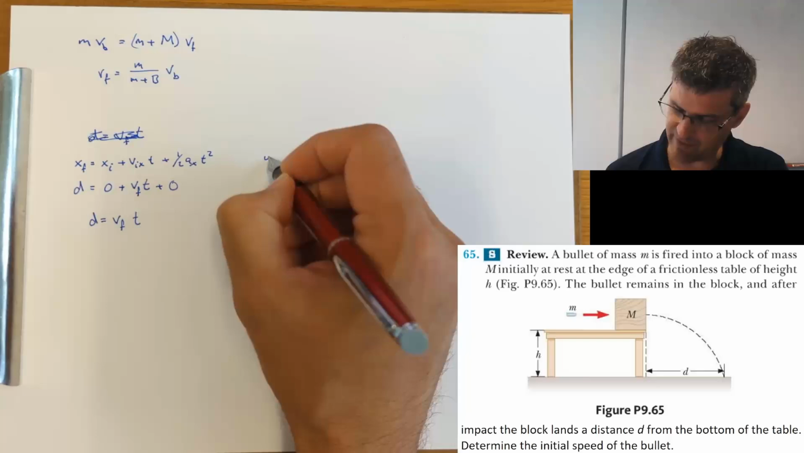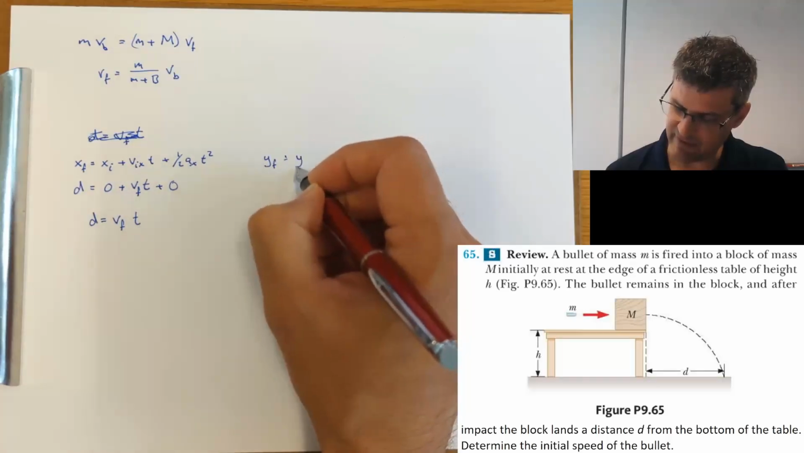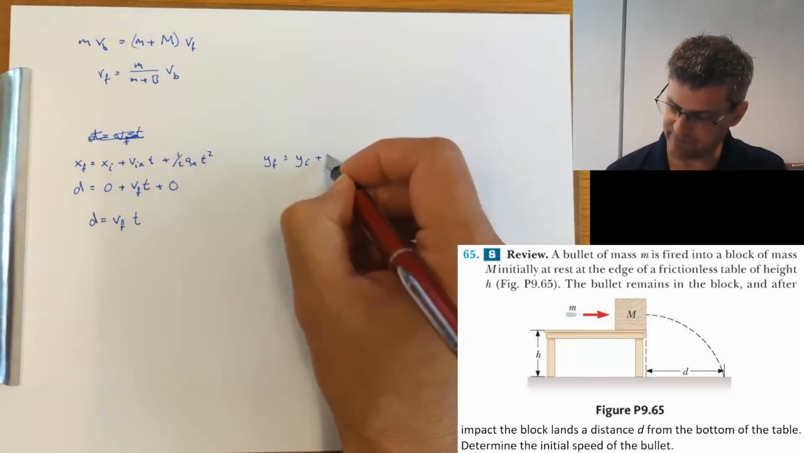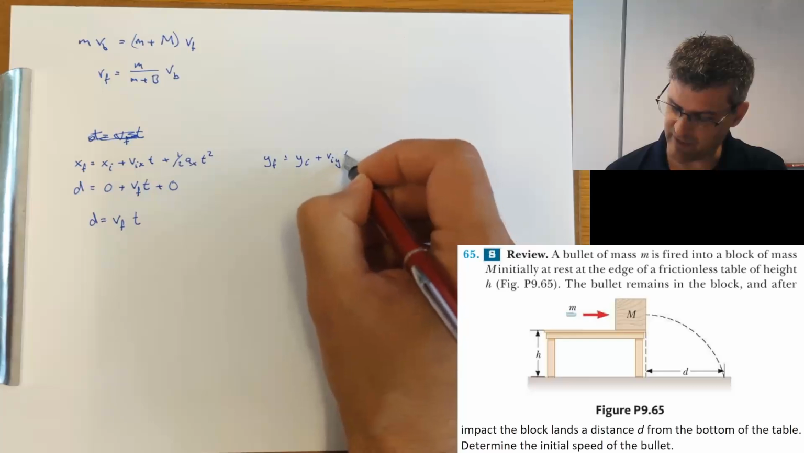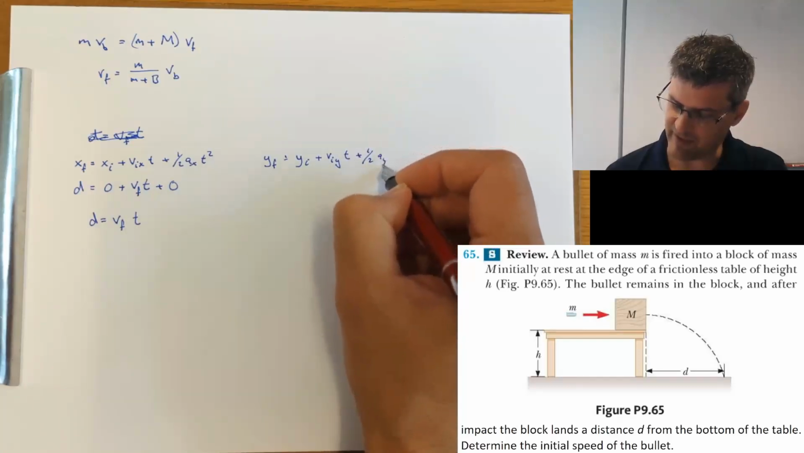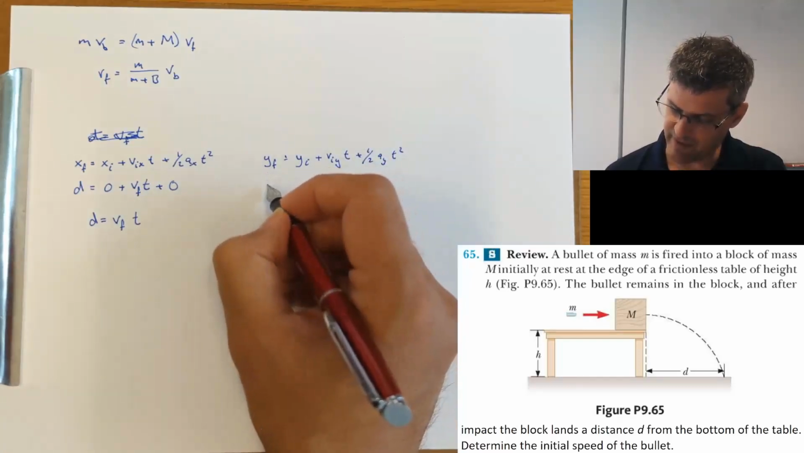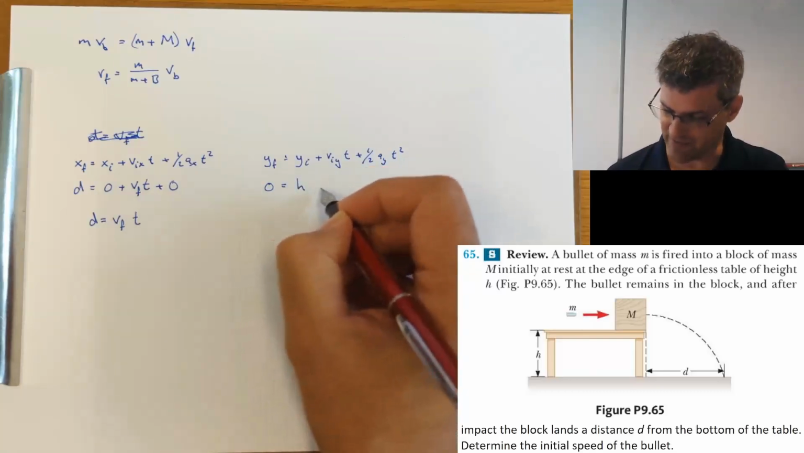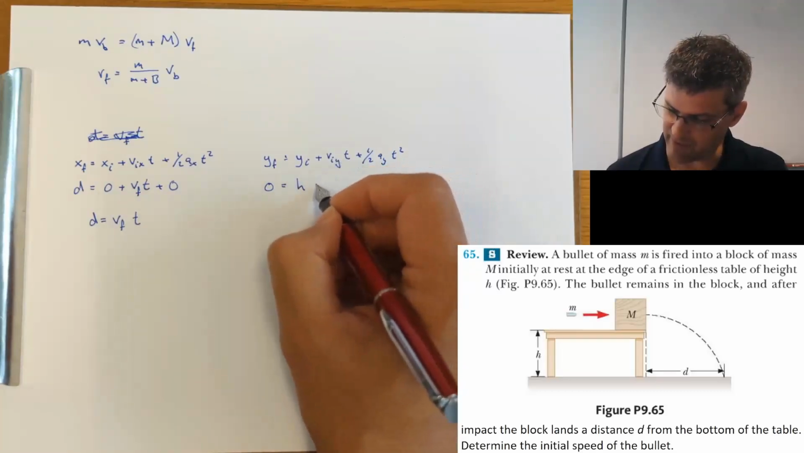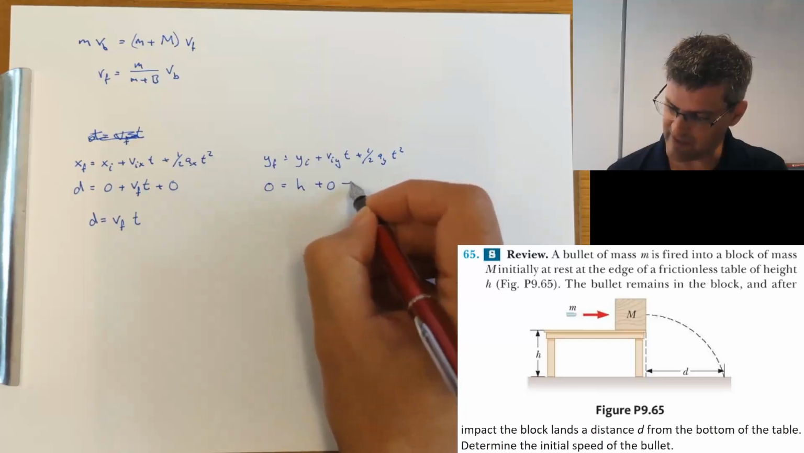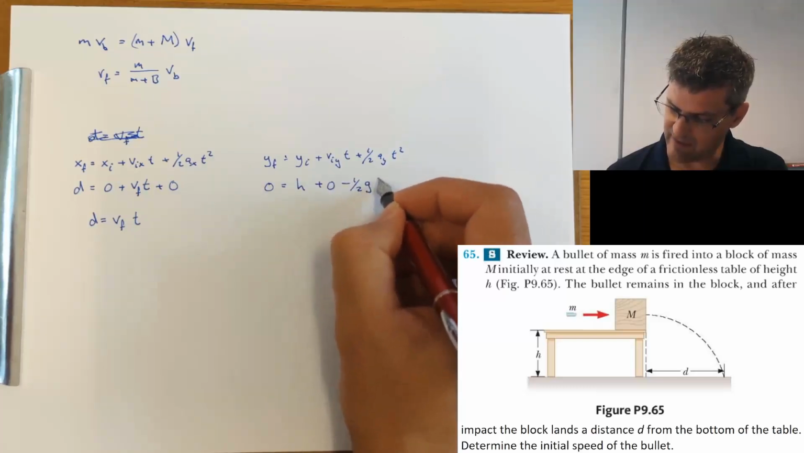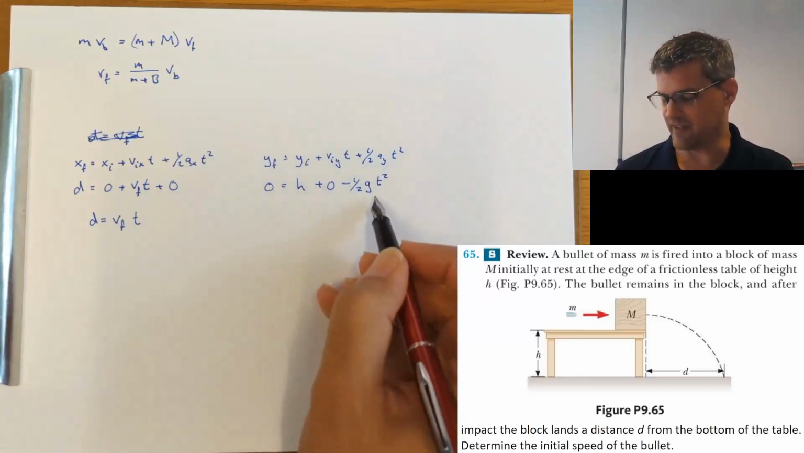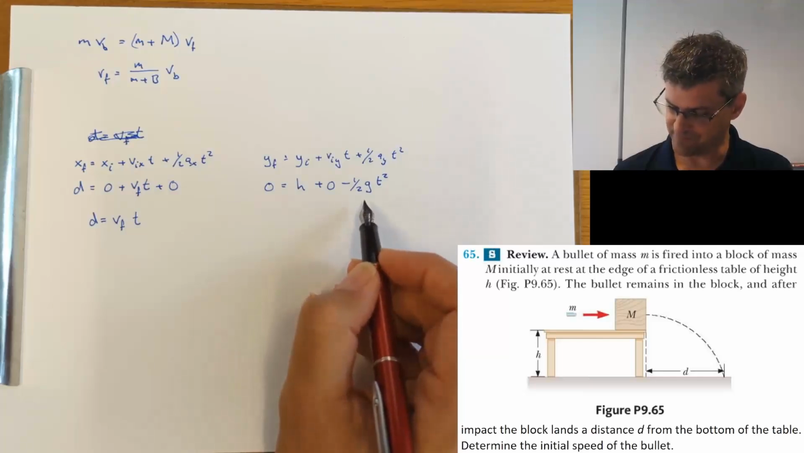But we also have y final equals y initial plus v initial in the y times t plus 1/2 a in the y times t squared. This is 0. This is h, the height of the table. We had no y component of initial velocity, but it is falling under the influence of gravity.